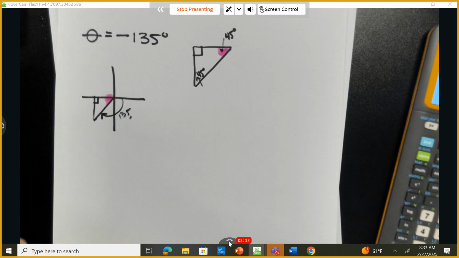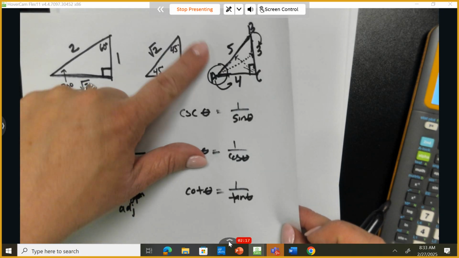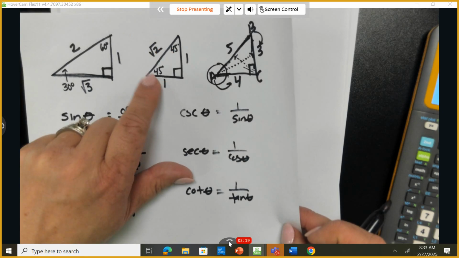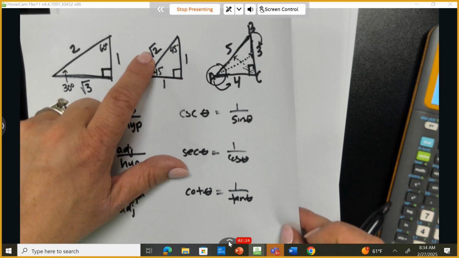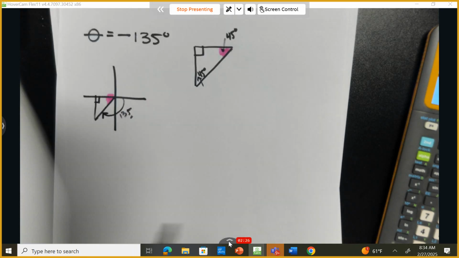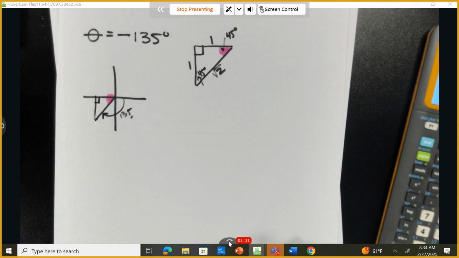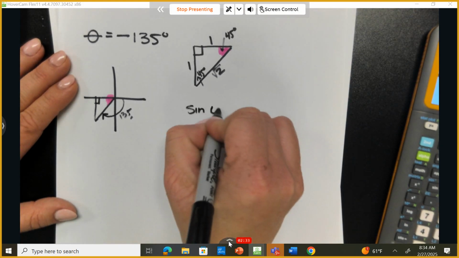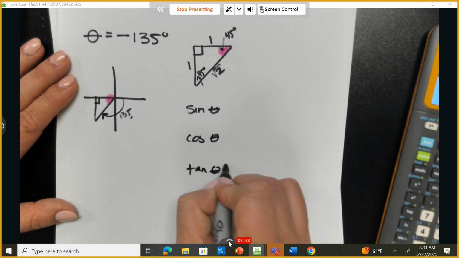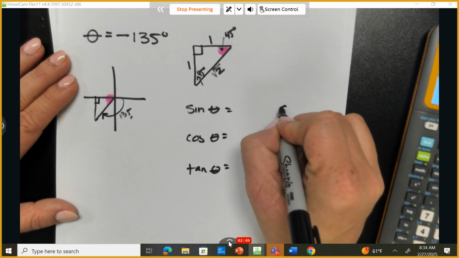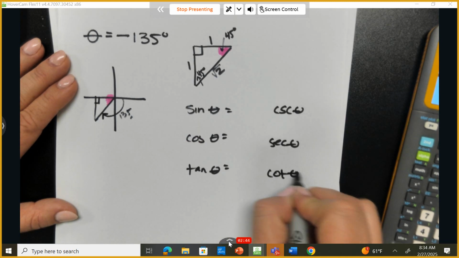Now, looking at the notes we took previously, I'm going to go back to this picture. Across from each 45, I'm going to place a leg that has a distance of 1, and across from 90 degrees is going to be a distance of square root of 2. Okay, now let's write this down. We have the sine. These are our primary trig functions, sine, cosine, and tangent. And then the secondary ones will be cosecant, secant, and cotangent.